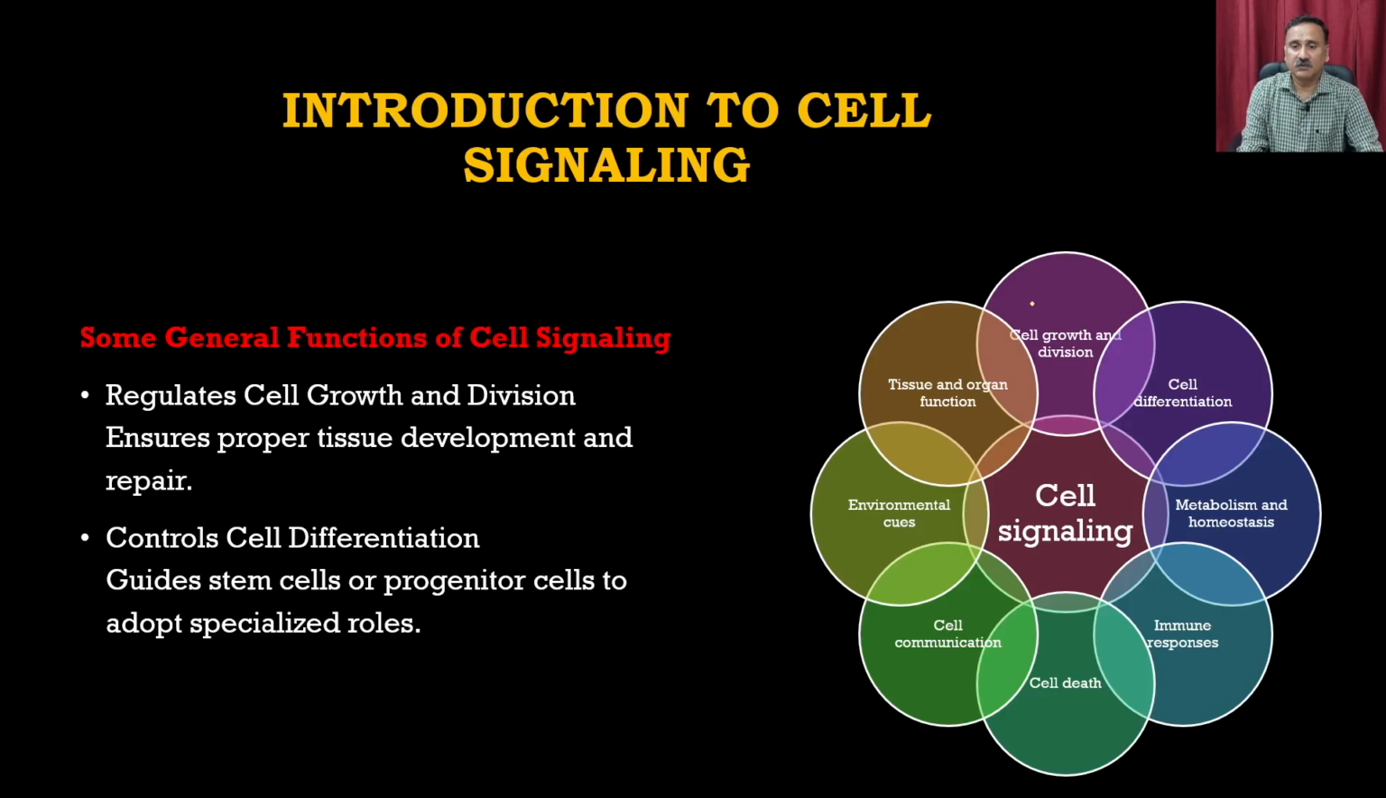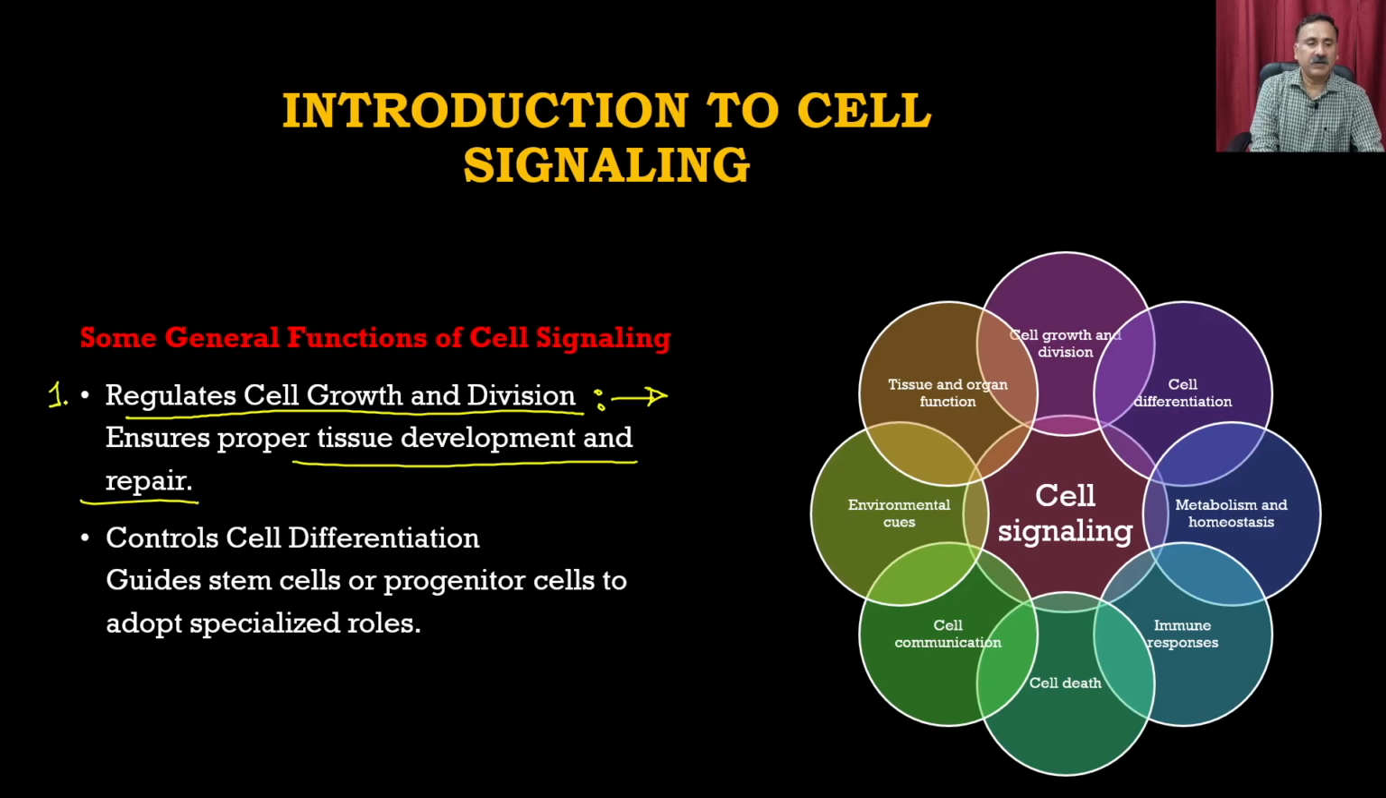It is required for the cell growth and division, for the metabolism and homeostasis, immune response, cell death, and so on. So what are the different functions of the cell signaling? It regulates the cell growth and the division, which means it is going to ensure that there will be a proper tissue development and repair. So the first aspect is that it is going to regulate the cell growth and the division.